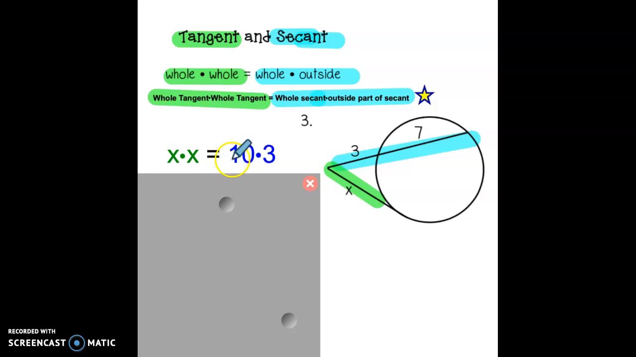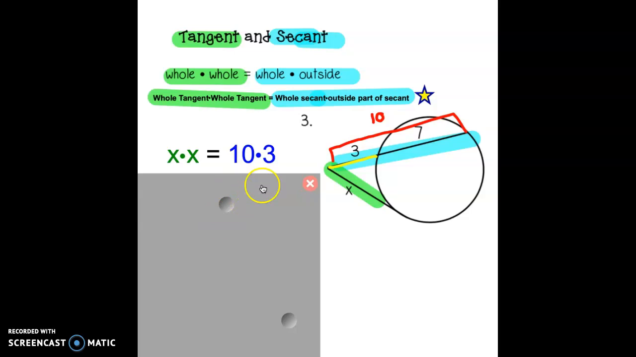Equals 10 times 3. So 10, that's in the spot of the whole secant. So how do we get that 10? You add the two parts of the secant together. So 7 plus 3 is equal to 10. That's where the 10 came from. That's how we get the value of the whole secant. Times the outside part of the secant. So you want to look and say which part of that blue line is outside the circle. It's the 3 units. So that's where we get the 3.